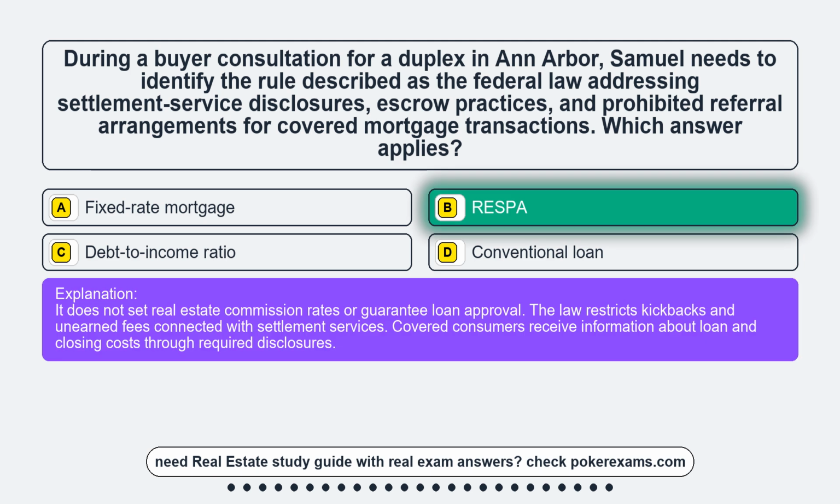It does not set real estate commission rates or guarantee loan approval. The law restricts kickbacks and unearned fees connected with settlement services. Covered consumers receive information about loan and closing costs through required disclosures.